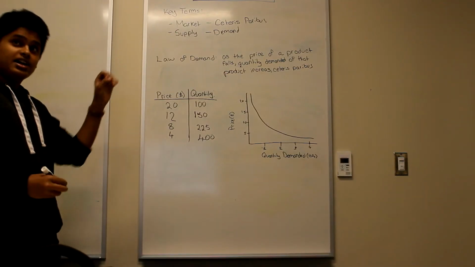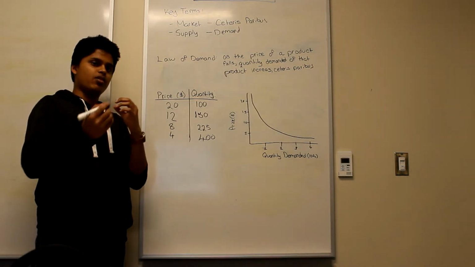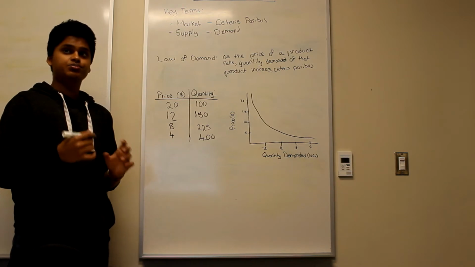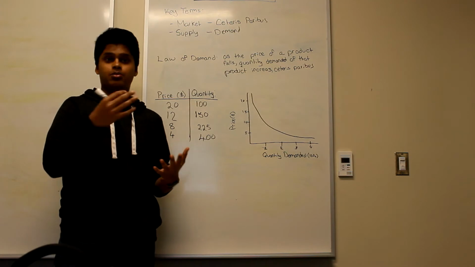Supply is the next key term. Supply is the willingness and the ability of a producer to produce a quantity of a product at any given price in a given time period. The supplier must be both willing and able to produce that product.